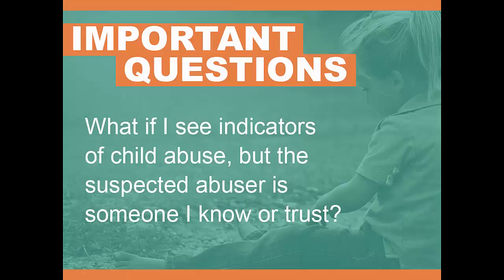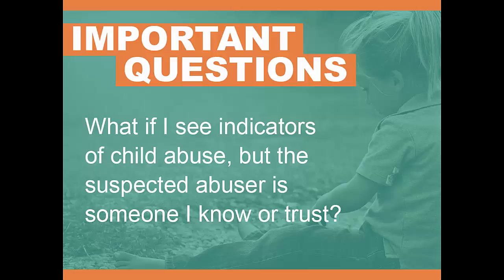Question 2. What if I see indicators of child abuse, but the suspected abuser is someone I know or trust? It is likely that the person whom you suspect as the alleged abuser will, in fact, be someone you know, someone you volunteer alongside, a parent or family member, or family friend of the child or youth. Those who abuse are 93% of the time someone who is known and trusted by the child and adults around the child. In nearly 1/2 of all cases, the abuser is a member of the family or extended family.